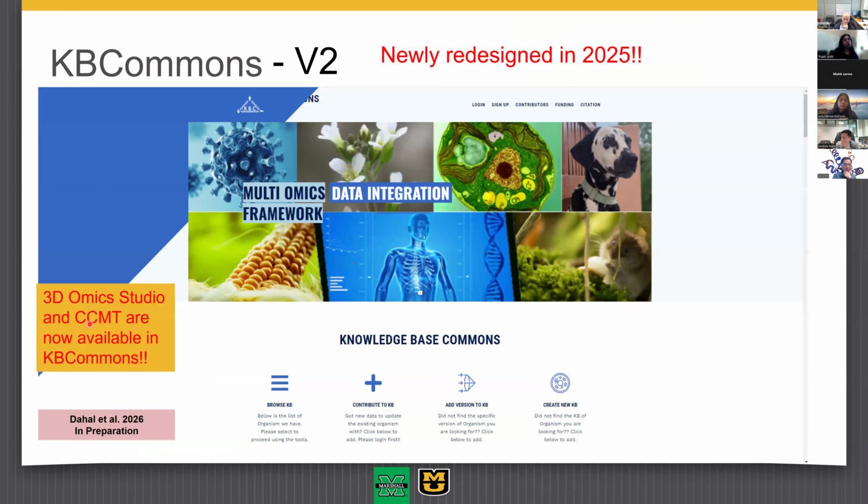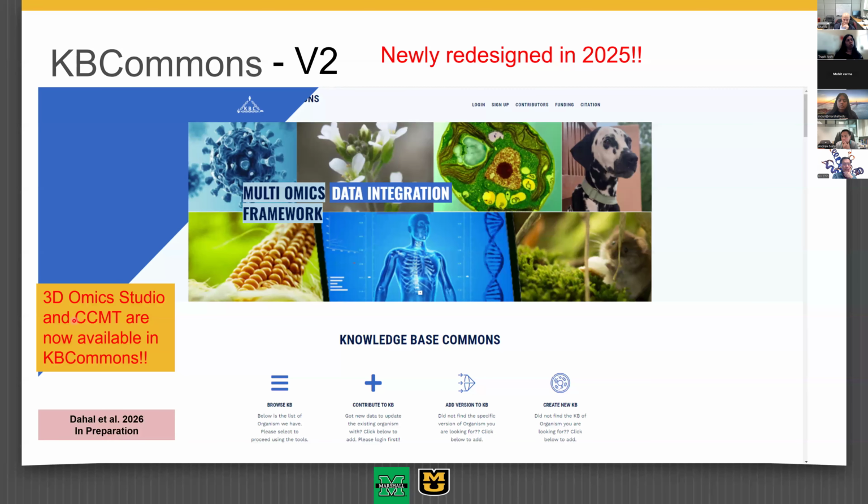Now, our KB Commons was newly redesigned last year, and we are working on a manuscript, which one of my software developers, Sabin here, is working on. This is really our new website, which makes it a lot easier and more accessible, with all the functionalities or new tools that we keep adding.